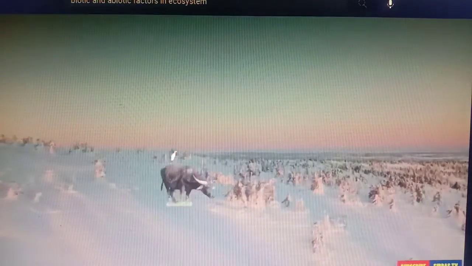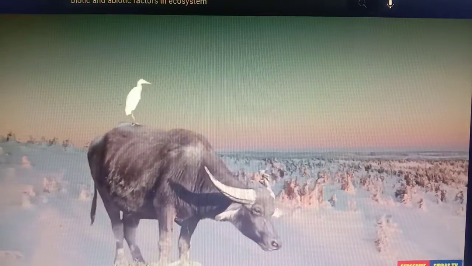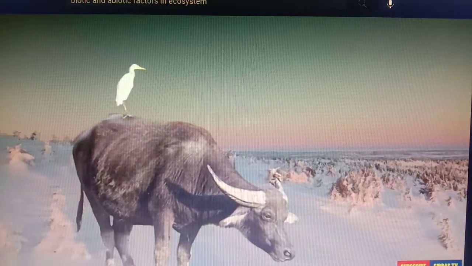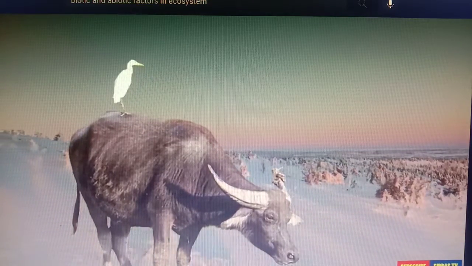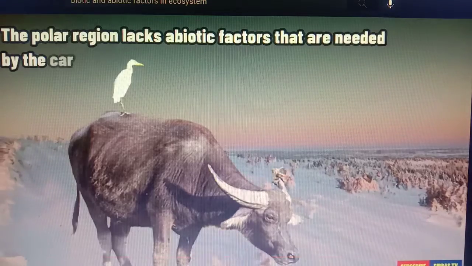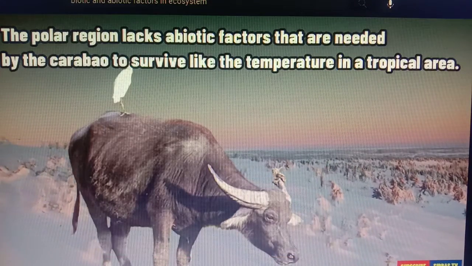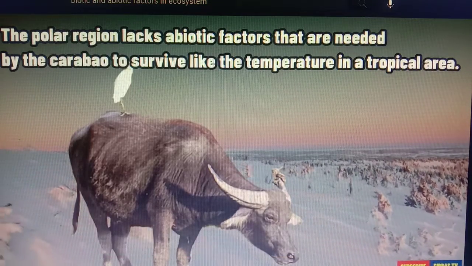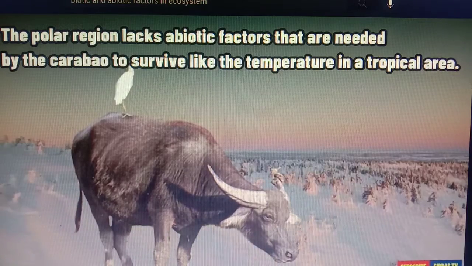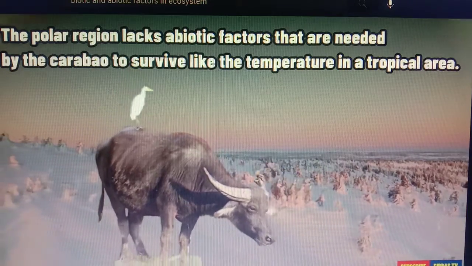Will a carabao survive in a polar region? If your answer is no, then you are right. It will not survive because the polar region lacks the abiotic factors that are needed by the carabao to survive, like the temperature in a tropical area.